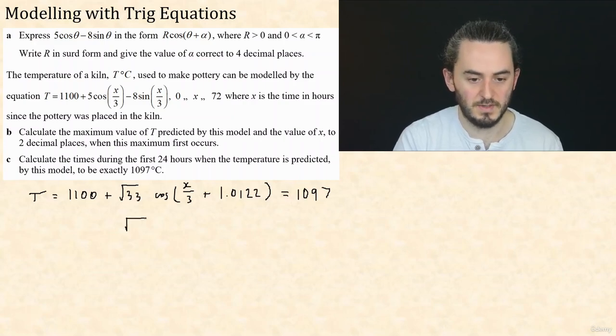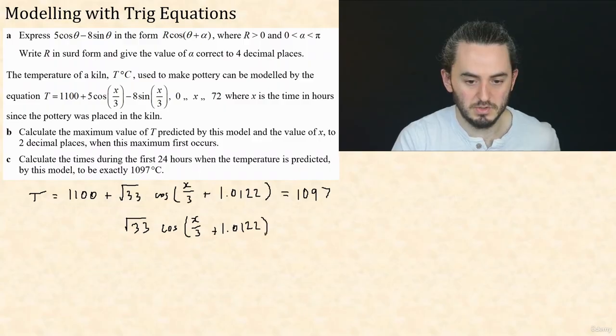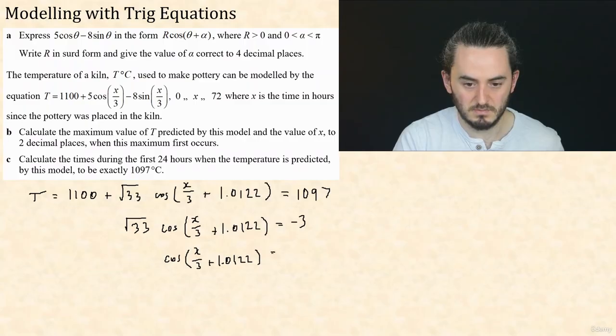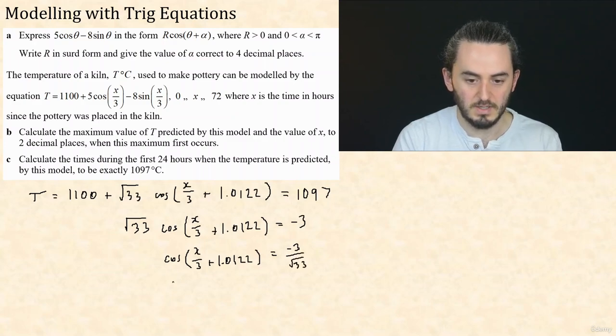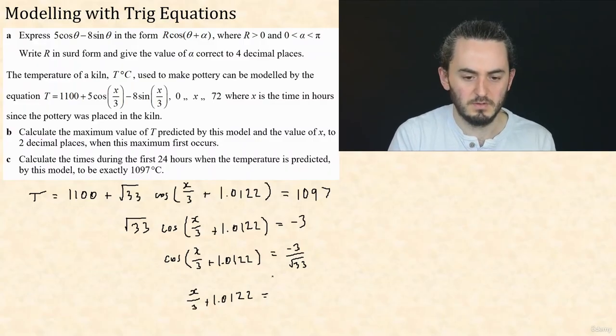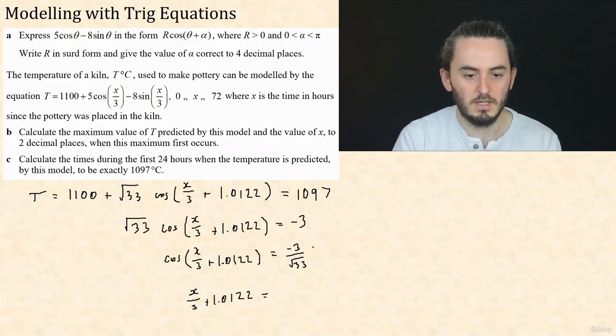Okay, so we just need to solve this. I can subtract 1100 from both sides and get root 33 cos of (x over 3 plus 1.0122) equals negative 3. Divide through by root 33, and we get minus 3 over root 33. I guess we can just leave it like that. And then that tells me that x over 3 plus 1.0122 equals, and I'm going to want all values in the first 24 hours.